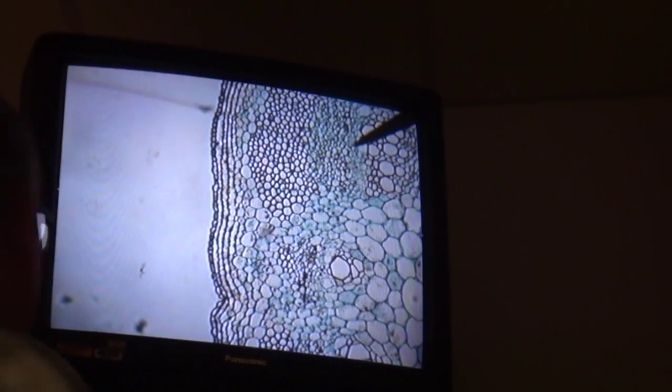This region right here is a region of? It's vascular and specifically phloem. That's right. Okay. These are fibers. Good. Okay. There's some more cortex right there. It's a little more obvious. Okay.